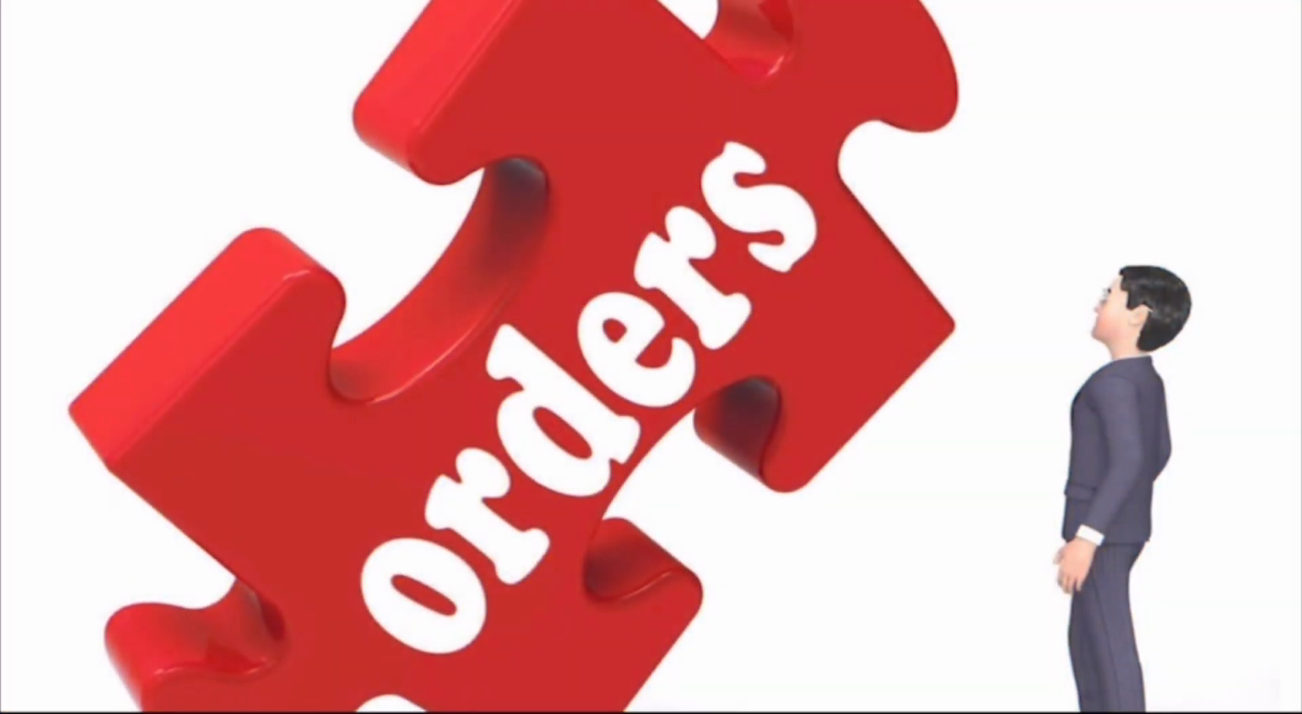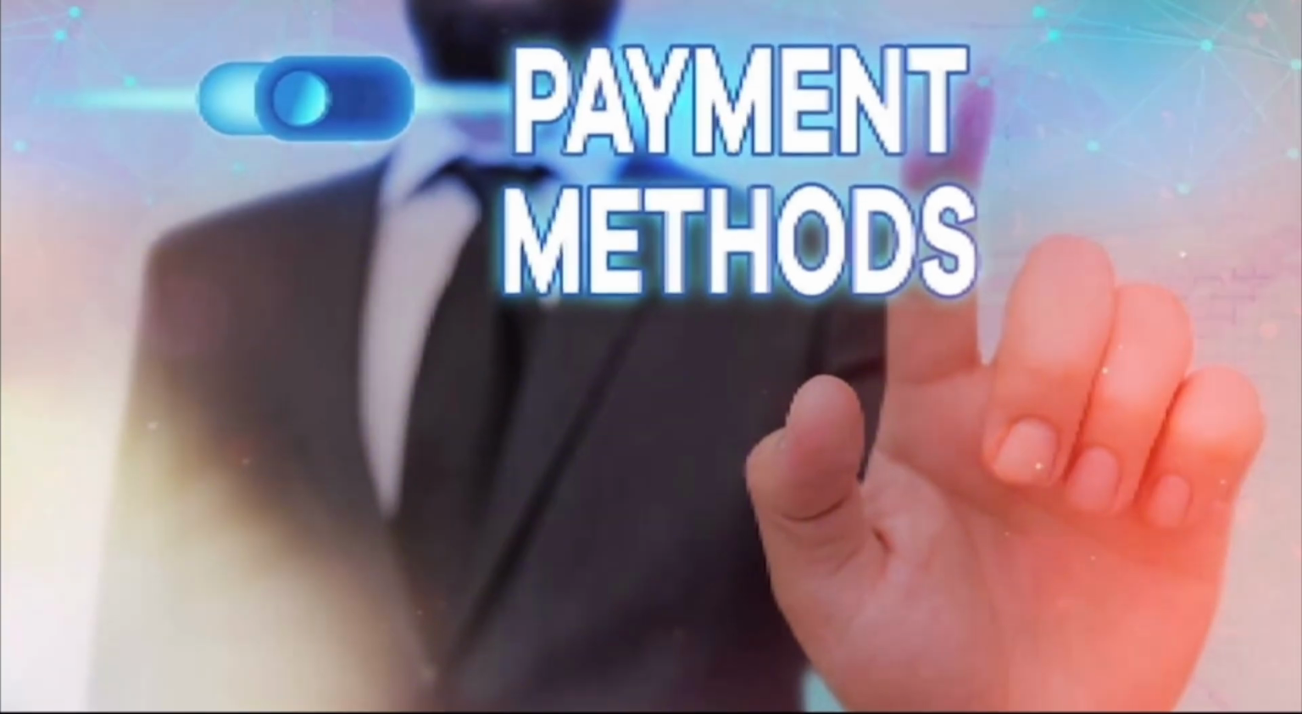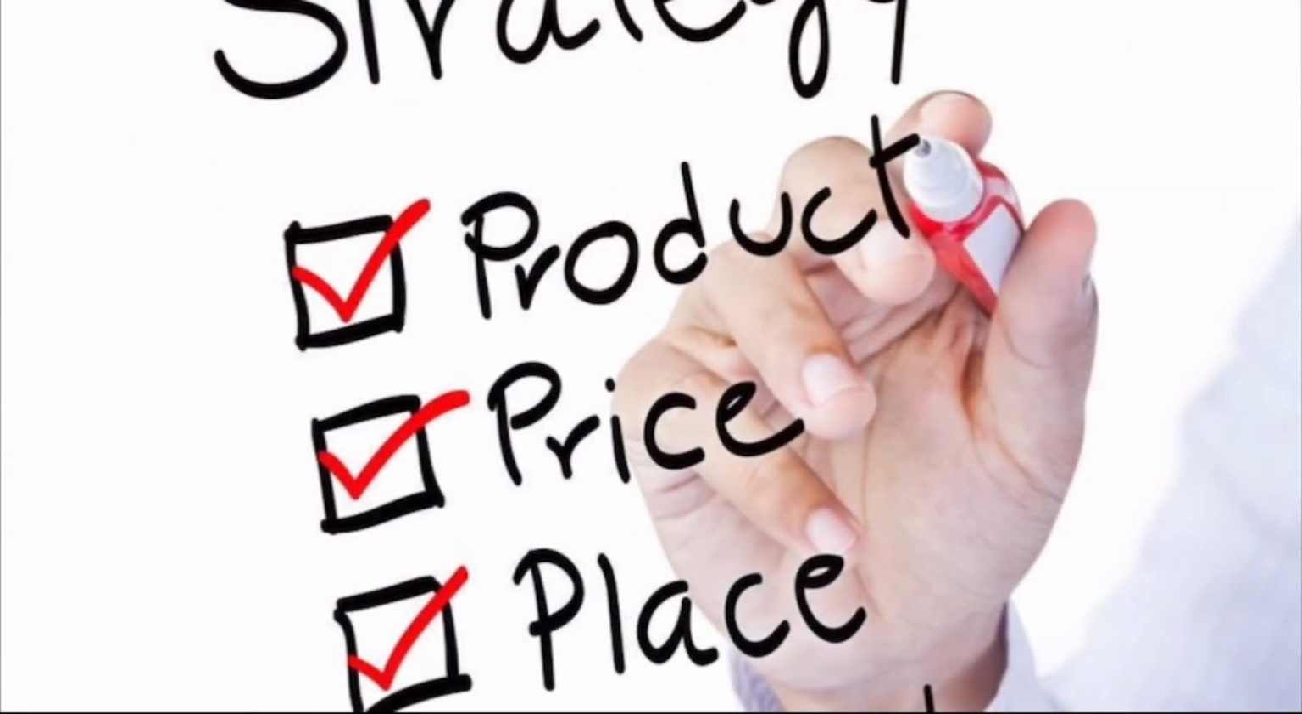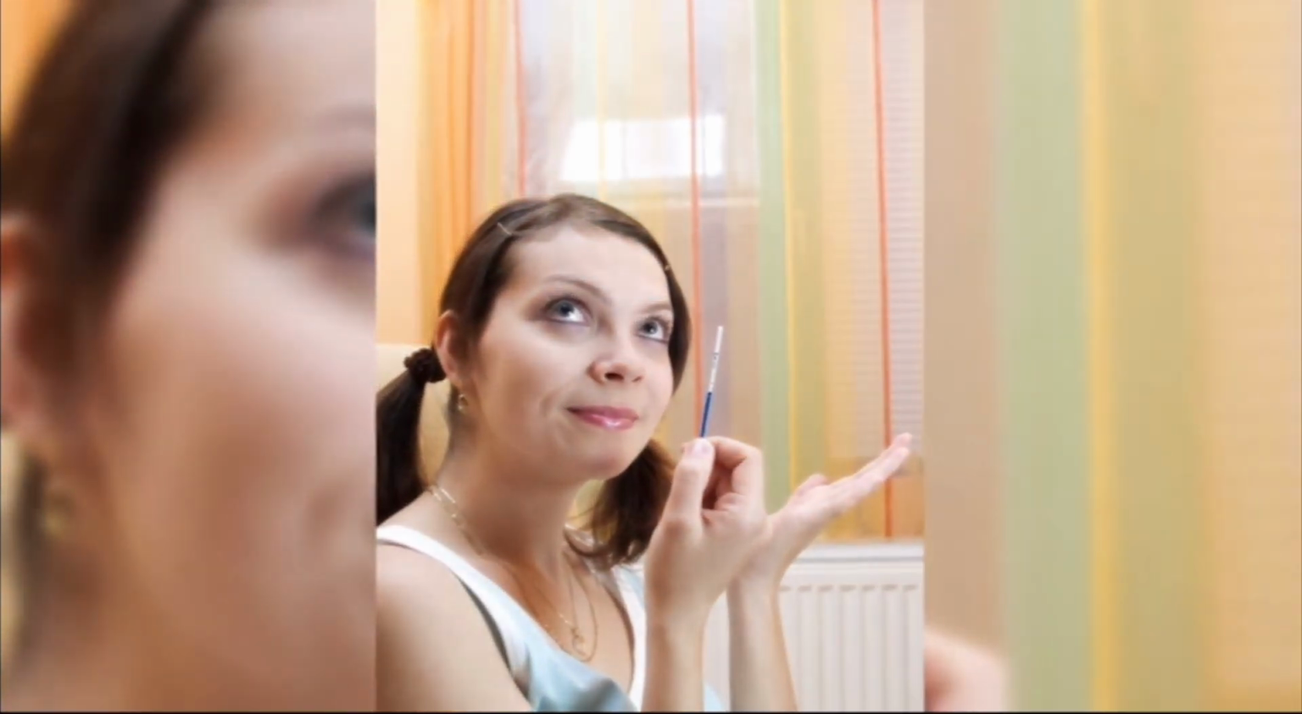3. Bulk orders. Consider ordering products in bulk to benefit from volume discounts and reduce per unit costs. 4. Payment methods. Choose payment methods with lower transaction fees to save on processing costs. 5. Strategic product selection. Focus on products with higher profit margins to offset fees. 6. Promotional deals. Negotiate special deals or discounts with CJ Dropshipping based on your business volume.